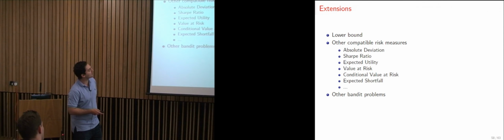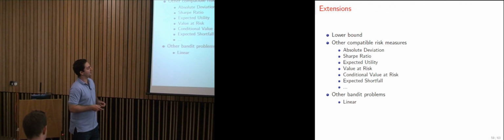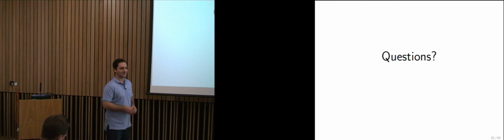And then there are other bandit problems. So you have linear bandits, which would be more of a portfolio optimization type of situation, because now you're choosing a selection over a vector. And then you have the contextual bandit case, and there are other bandit problems as well that I'm sure we could apply this to. So that's the risk-averse setting.